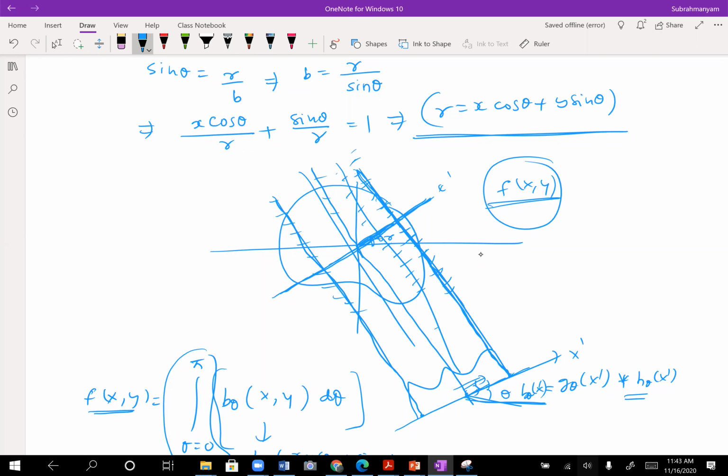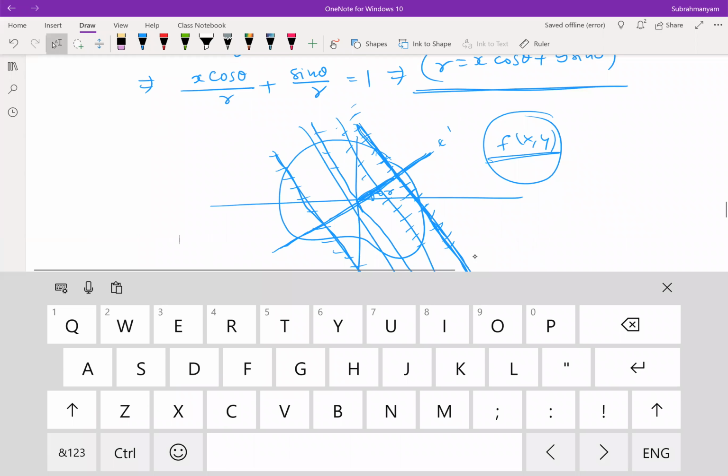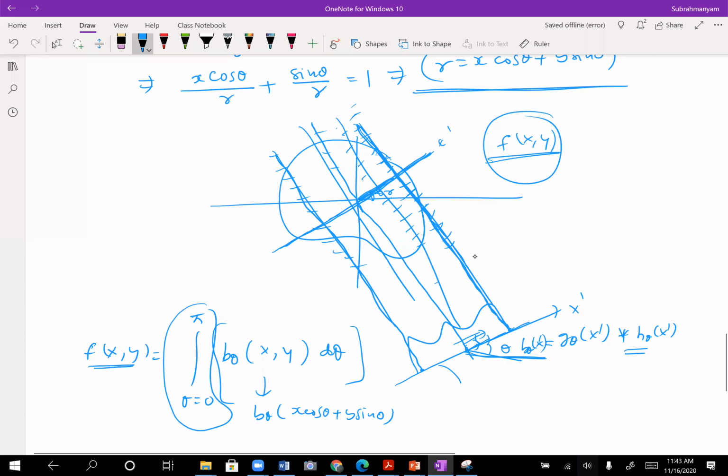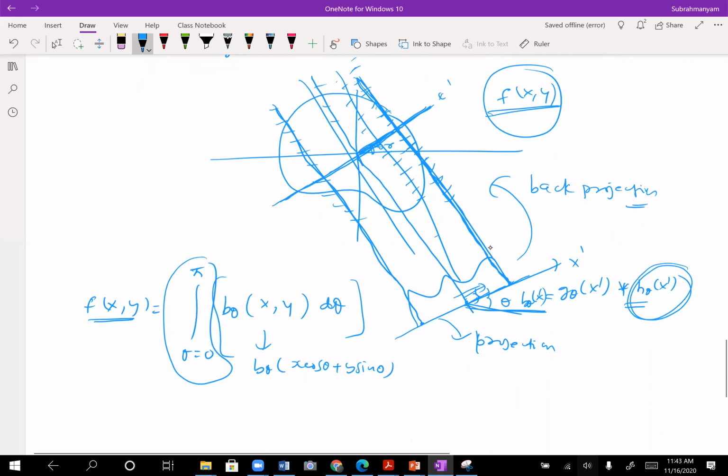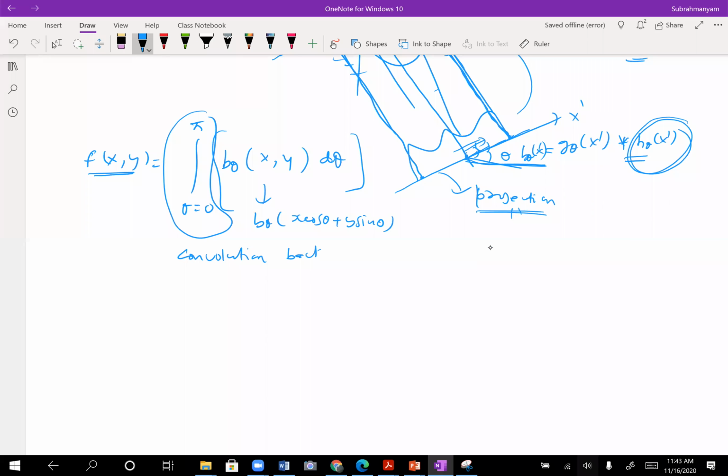So hopefully now the name should also be clear. This is a projection. What you have here are projections, and then you are back projecting them here. And second thing, you are convolving it with a high pass filter also. So that's why they call it convolution back projection. This is one name for this. You are doing filtering, so instead of calling it convolution, they will also call it filtered back projection.